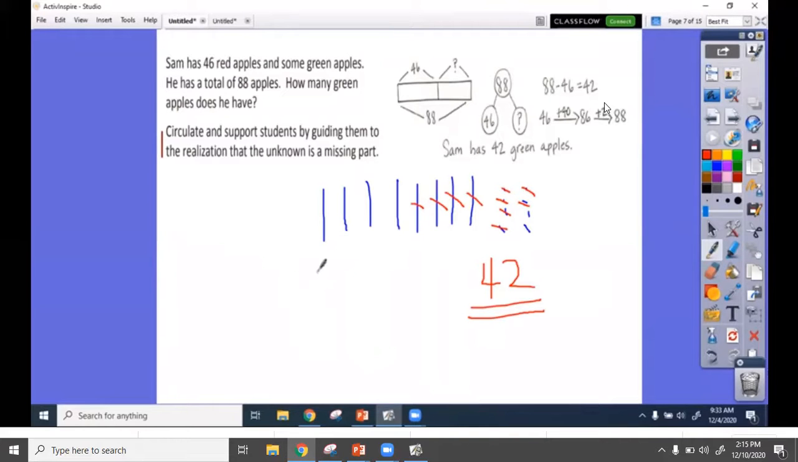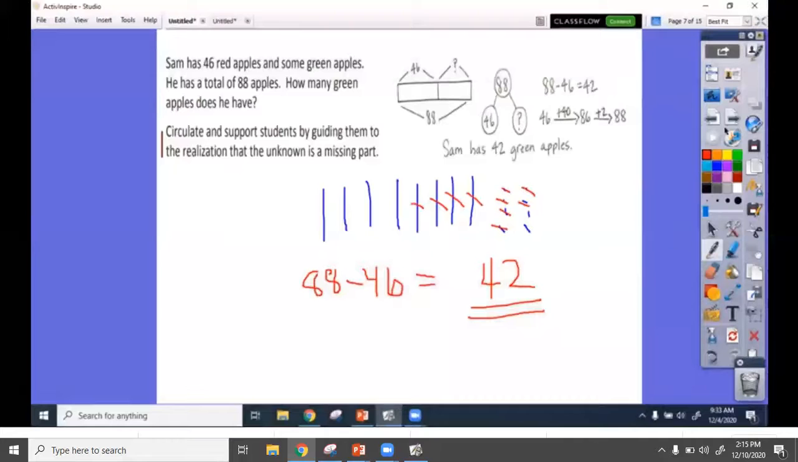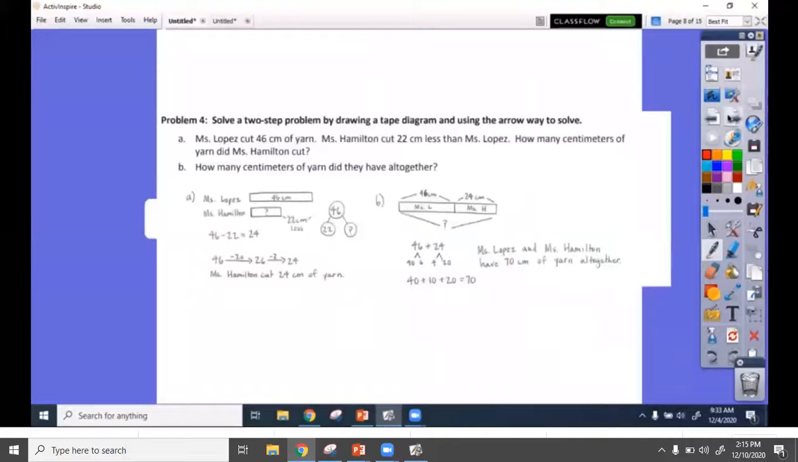I would include my problem that said I did 88 minus 46 for my writing part, equal 42. That's all I have to do. I've got to show my thinking today.